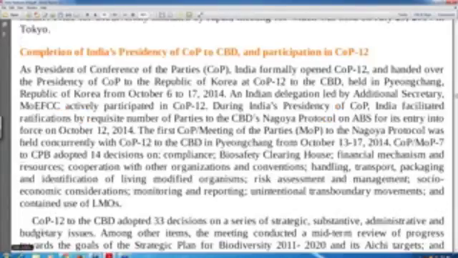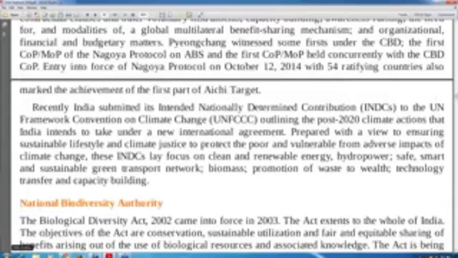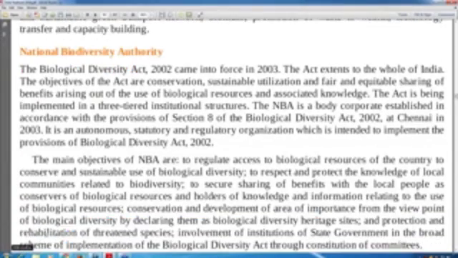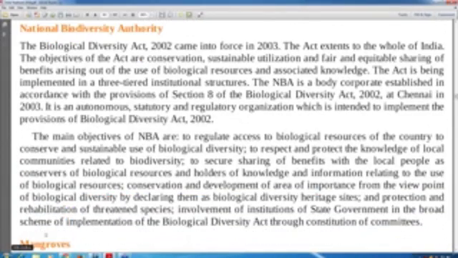In page 329, you have National Biodiversity Authority. This body, or this act, the Biological Diversity Act 2002, which came in force in 2003, after this we actually established it. It is an autonomous, statutory and regulatory organization. Right? So what is the question?